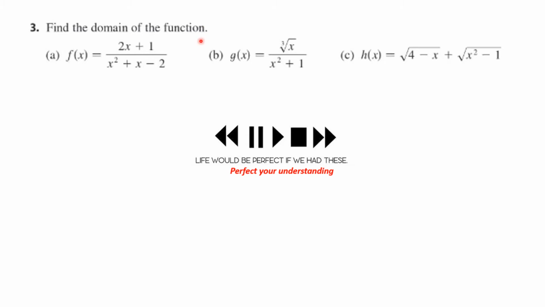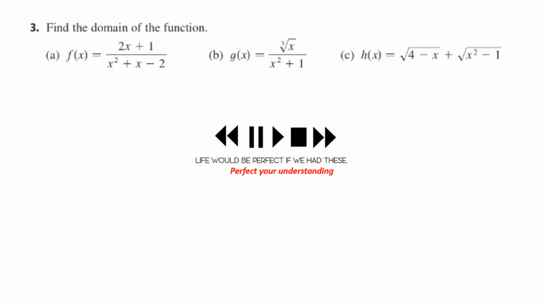Here we're to find the domain of the functions. Now, the domain of the function is defined to be all values of x such that, unless otherwise specified, it is defined to be all values of x where the answer makes sense as a real number. That is, f of x makes sense as a real number. So you want to find the domain of these three functions. So please give it a go.